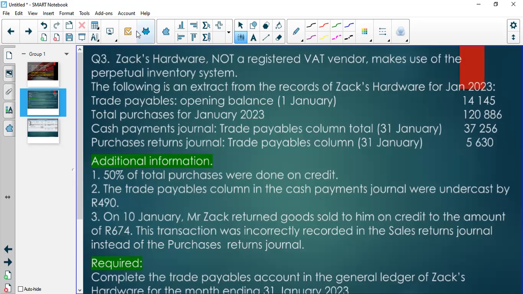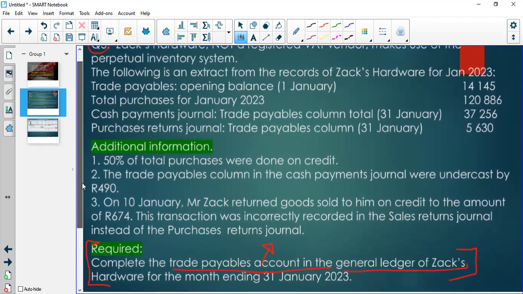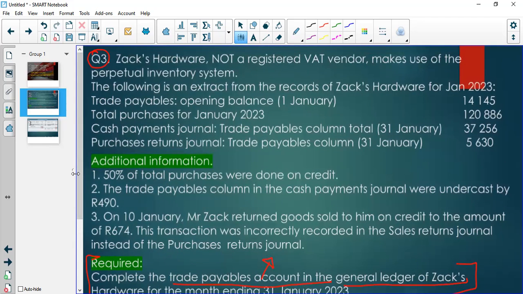So question 3 is slightly interesting in the sense that it gives us a little bit of detail, and then it requires us to complete the trade payables account. All right. So we're going to listen to the story, and then we're going to complete the trade payables account. So as we read, we want to know which side this transaction goes and what's happening. So we have an opening balance of 14,145.